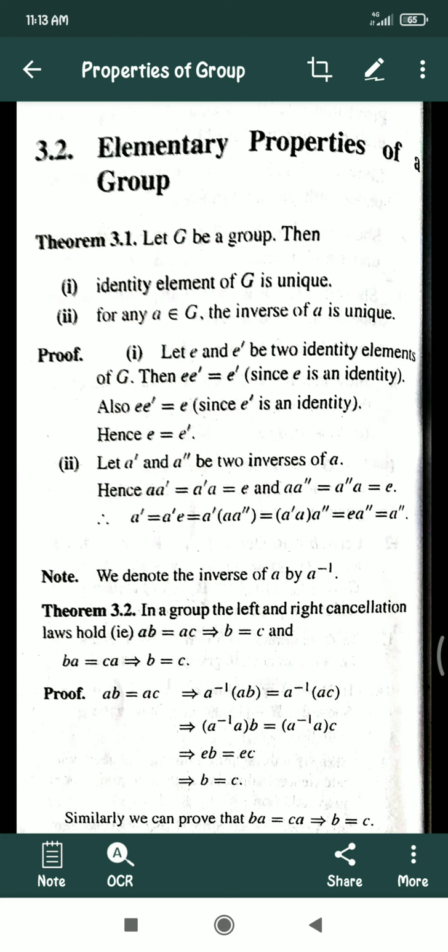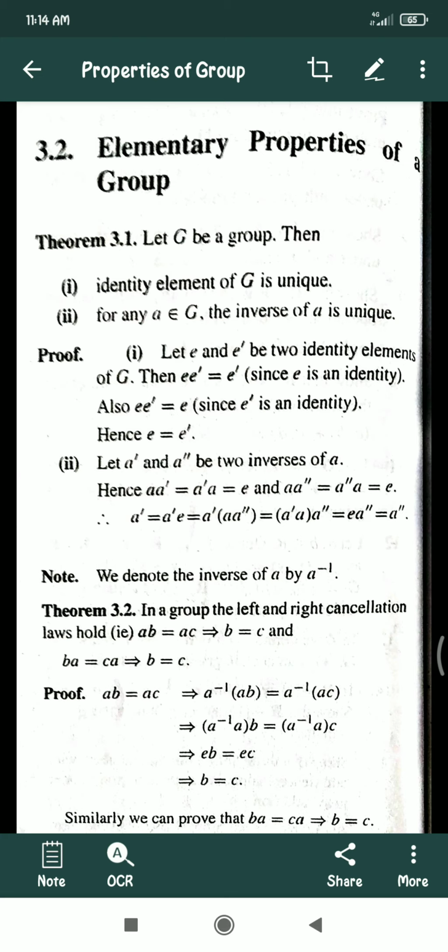So next we are going to prove that the inverse element of a group is unique. For the first condition, we chose two identity elements. To prove the second condition, we have to choose two inverse elements. So we can choose a dash and a double dash as inverse elements in G.